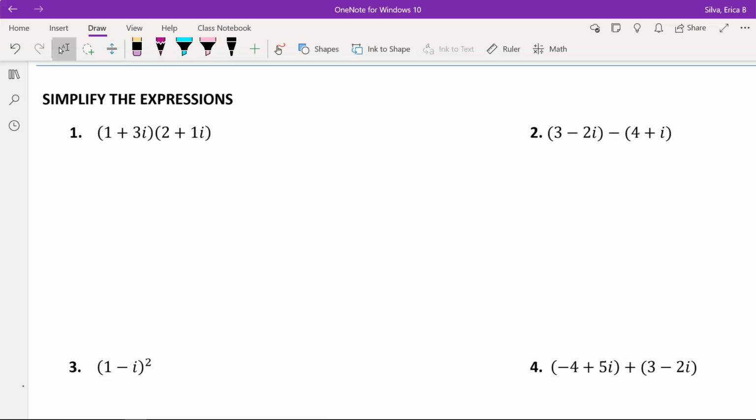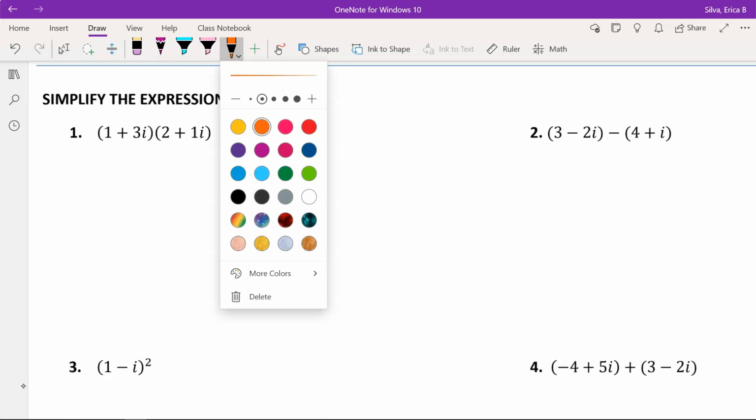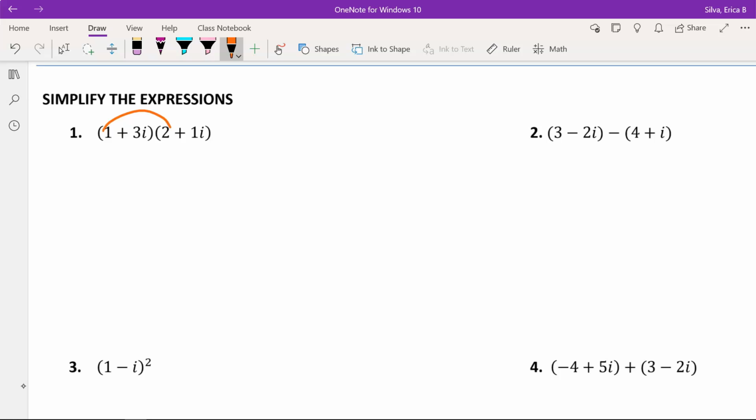We're going to be simplifying expressions. So for this first one, we're going to multiply. We're going to use the distributive property. We're going to do 1 times 2, which is 2, and then 1 times 1i, which is 1i.